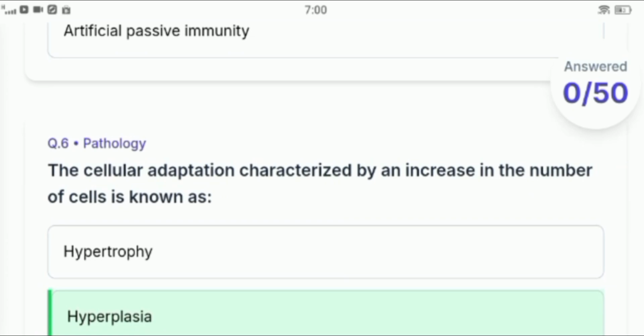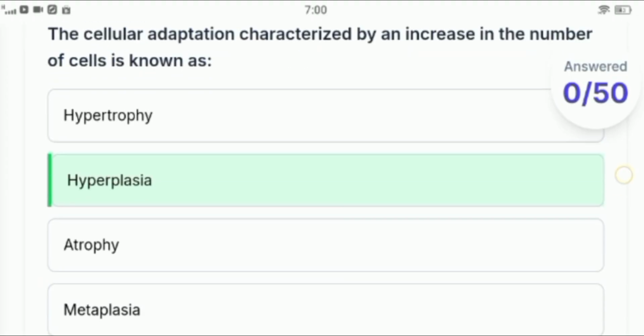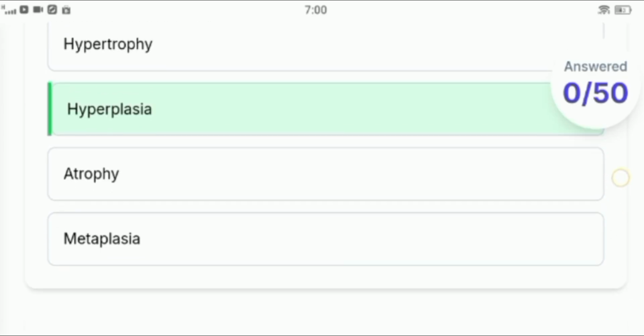6. Pathology. The cellular adaptation characterized by an increase in the number of cells is known as A. Hypertrophy, B. Hyperplasia, C. Atrophy, and D. Metaplasia. So the correct answer is the hyperplasia.